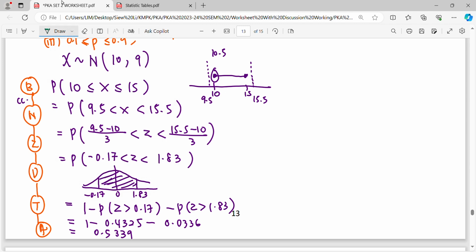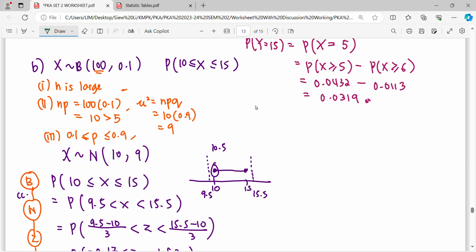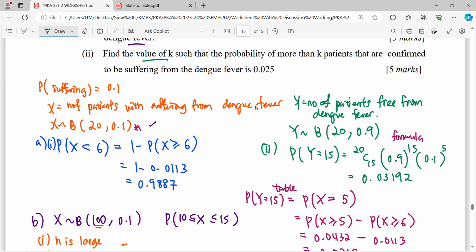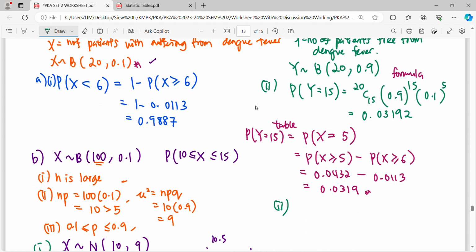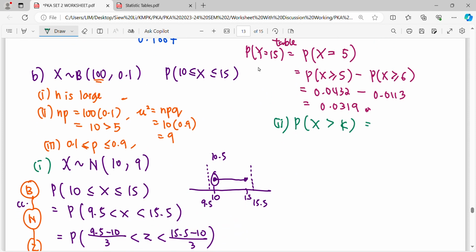Then for the second part of question B, so this is the first part. Second part: find the value of K such that the probability of more than K patients confirmed suffering from dengue is 0.25. Change your wording to simple mathematics. Suffering from dengue, we use X. The probability is 0.25.